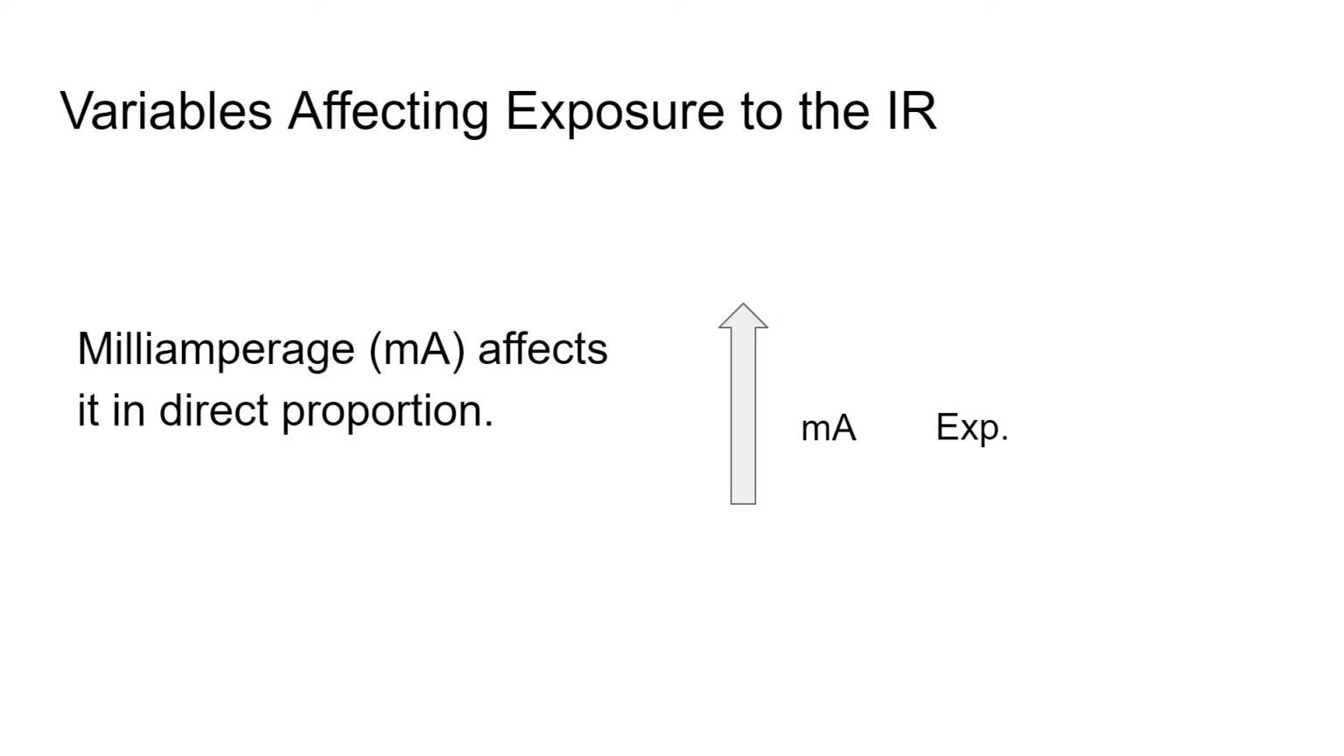So here comes some of the reviews. Variables affecting exposure, not to the patient now, okay? This is exposure to the image receptor. The reason why we're talking about exposure to the image receptor is that in subsequent classes, it's going to have a lot to do with how the image is reconstructed by the computer. So when mA goes up, exposure goes up. Easy enough.